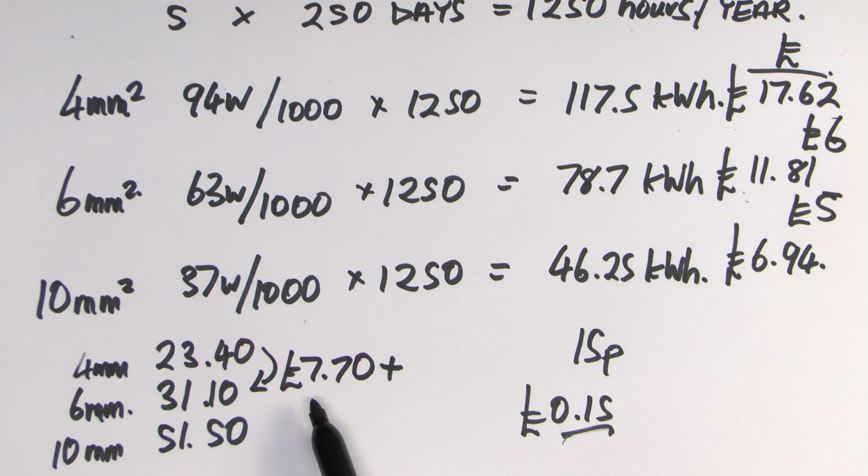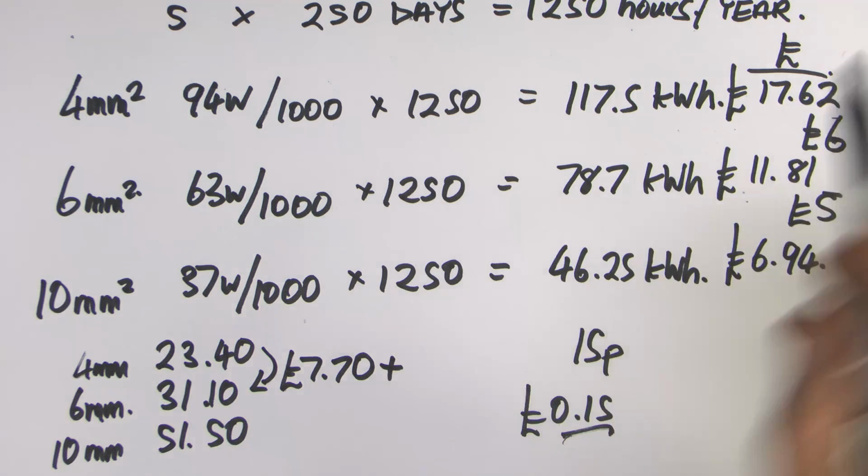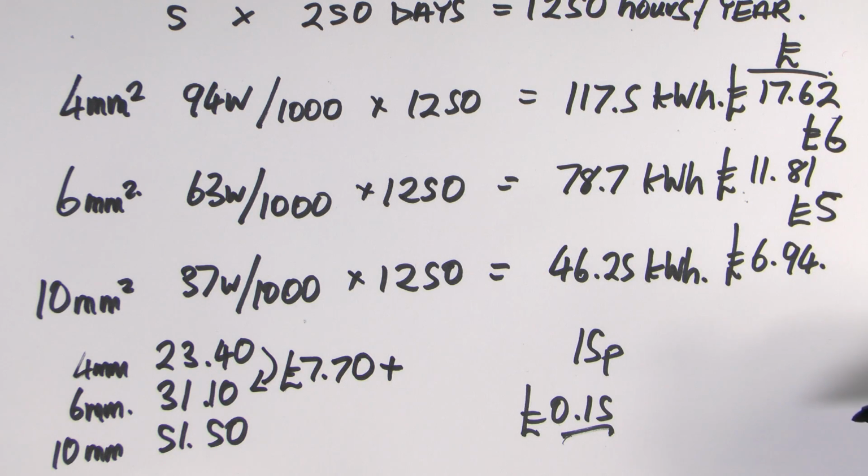So £7.70 more, but on the other hand, assuming you use it for those amounts of time, it's going to save you £6 a year in electricity costs due to the reduced wastage in the cable. So that might be worth considering, because after, what, about 14 months or something, you've actually covered the cost of the extra size cable, and then you're actually saving money.